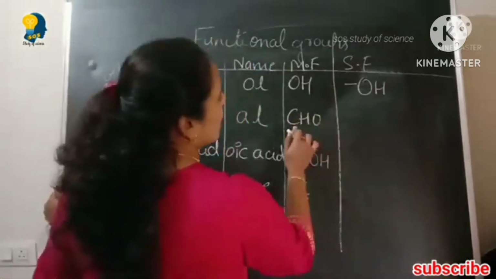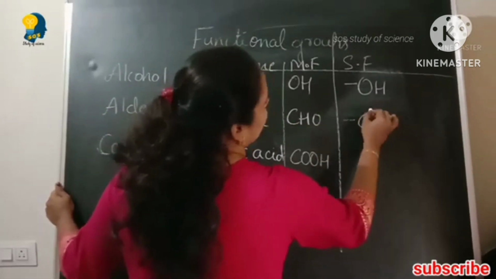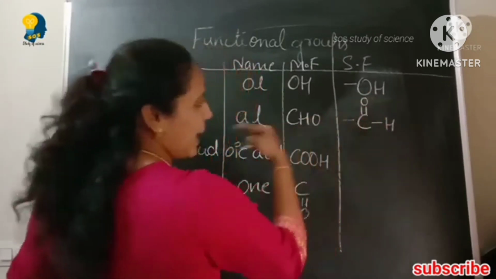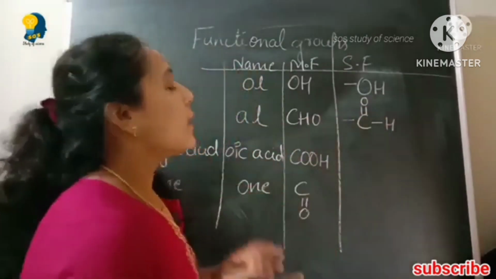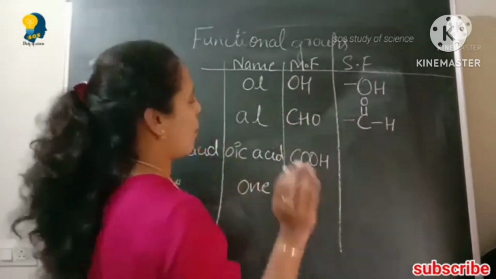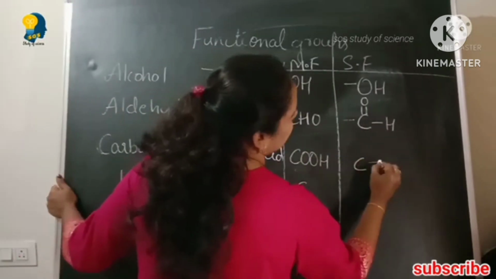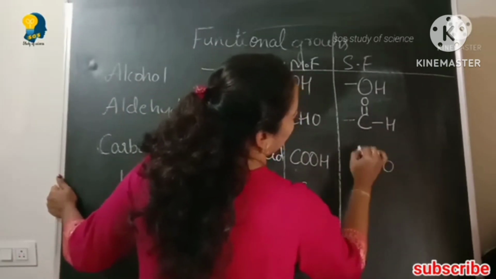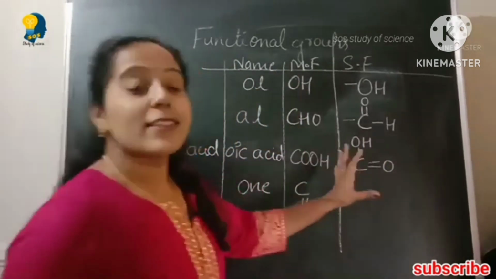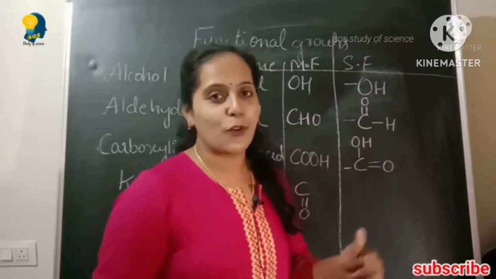Okay, so CHO will be written something like this: C, H and O. That means this bond will be attached to that group of compound. Okay, CHO, O always will be with a double bond. In the case of carboxylic acid, COOH. This is how we write the suffix to represent the carboxylic acid in the structural formula.